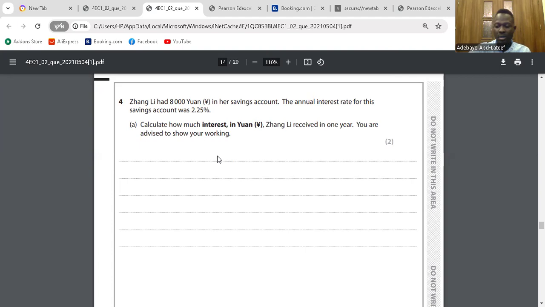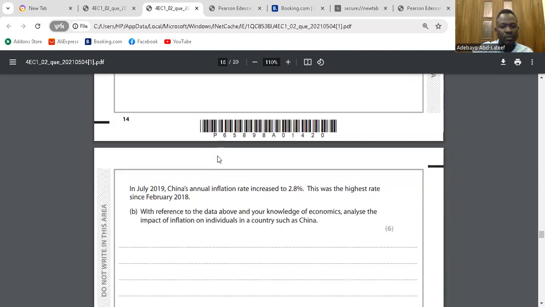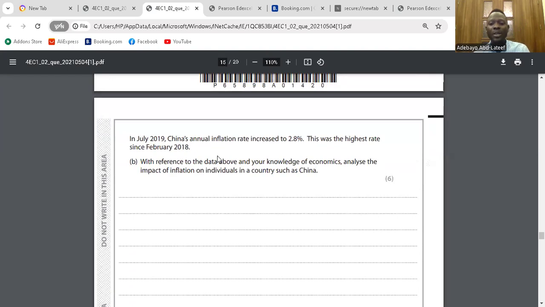Clear? Question B. With reference to the data above and your knowledge of economics, analyze the impact of inflation on individuals in a country such as China. What is inflation? Inflation is a persistent rise in the prices of goods and services in a given economy over a period of time. Is that clear, please? Based on the data above, the inflation rate is 2.8%.